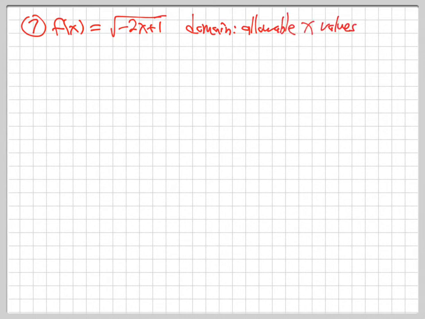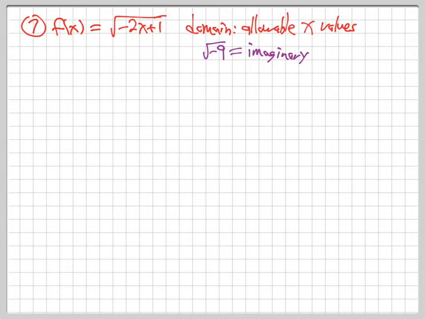Well, with a square root, what can you not put in a square root? You can't take the square root of a negative number, right? Like square root of negative 9 is imaginary. You have to bring in i, right? Because there's no number times itself that's negative 9, is there?